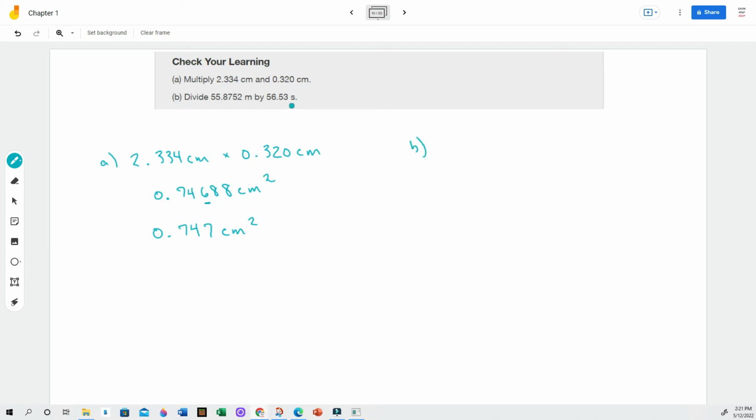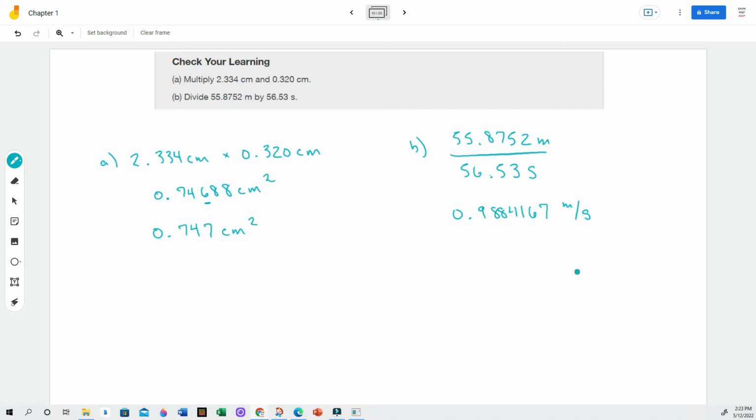Now I'm dividing again. So I have 55.8752 meters divided by 56.53 seconds. This is actually going to give me a velocity. Again, when I put this in my calculator, I get 0.988. Okay, I'm going to get a lot of digits here, so I'm not going to write them all out because that should give me enough. This is meters per second.